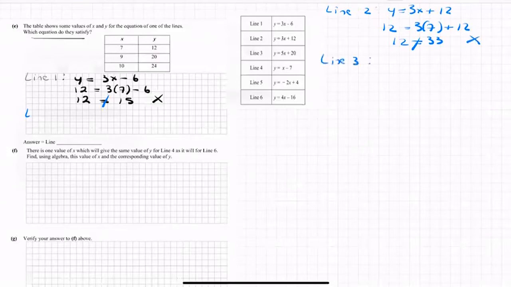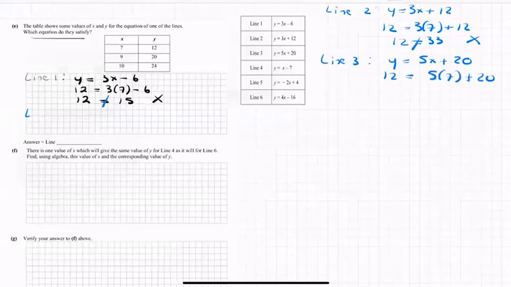Let's try line 3. y is equal to 5x plus 20. And let's try 7 and 12 again. 12 is equal to 5 times 7 plus 20. That's not going to work. And you can see, any time I've got a plus on this side, because all my numbers are positive, it's not going to work for that line. So I definitely need one of the minuses to make it work.